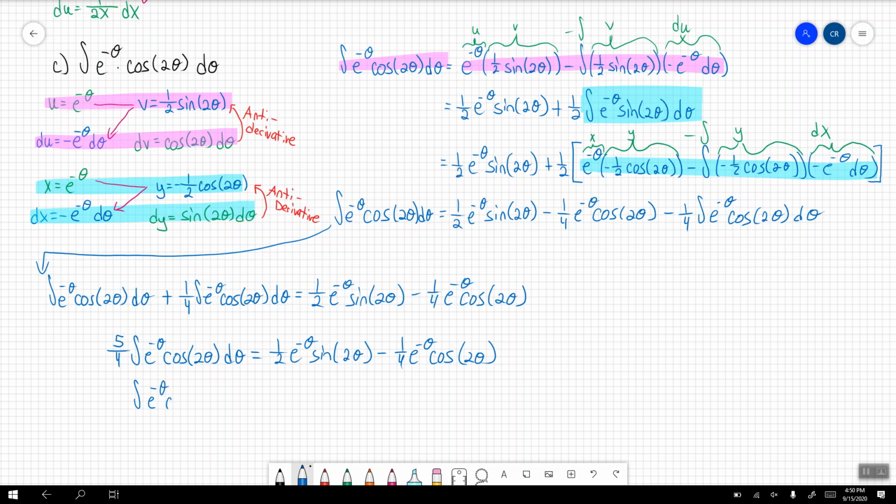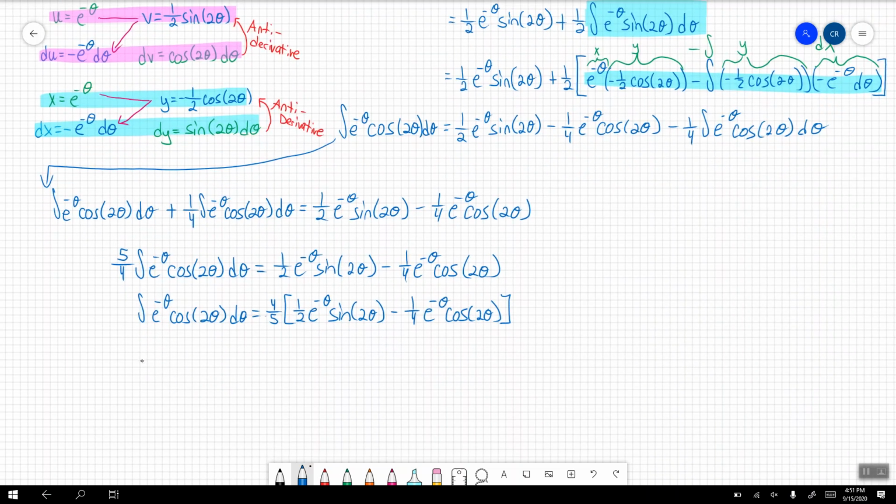So e to the power of negative theta multiplied by cosine of 2 theta d theta, well, let's multiply by 4/5. If we multiply by 4/5, then we're going to be left with 4/5 multiplied by 1/2 e to the negative theta sine of 2 theta minus 1/4 e to the negative theta times cosine of 2 theta. All right, we're almost there. Let's finish this off. The integral of e to the negative theta times cosine of 2 theta d theta.